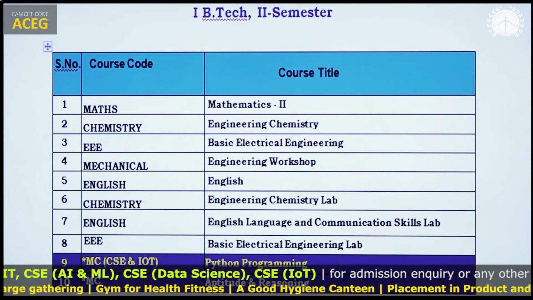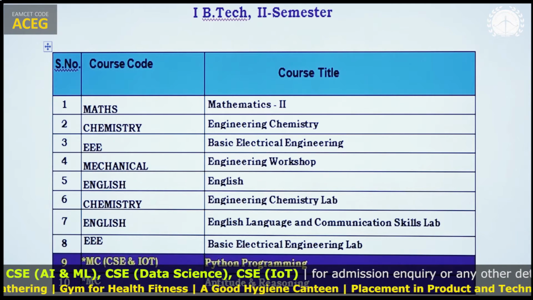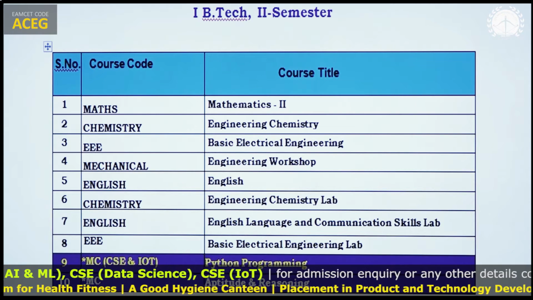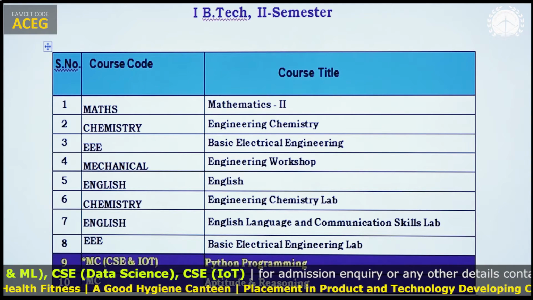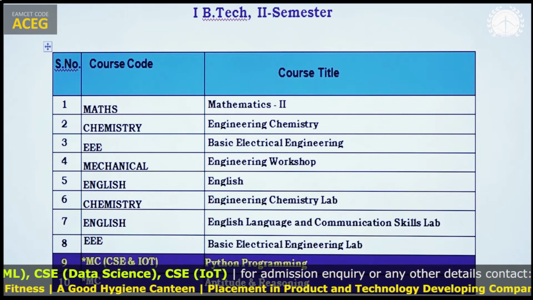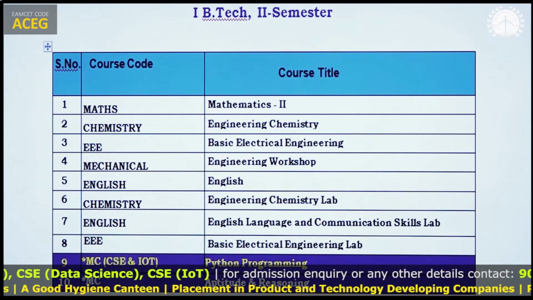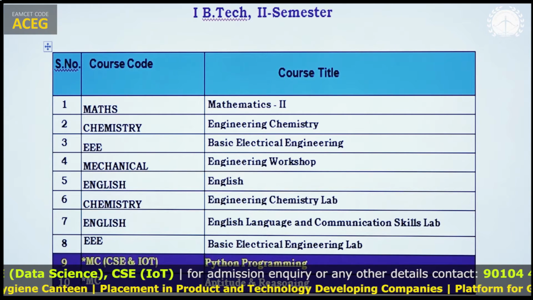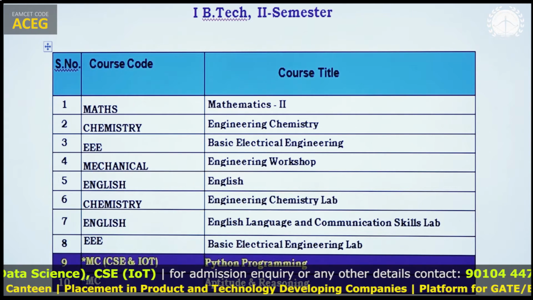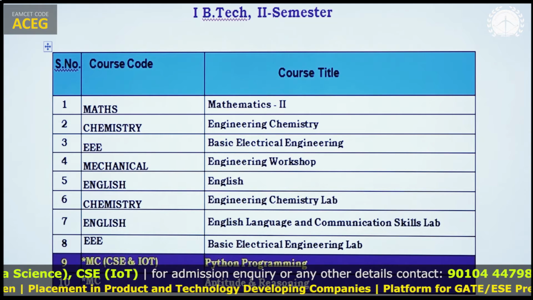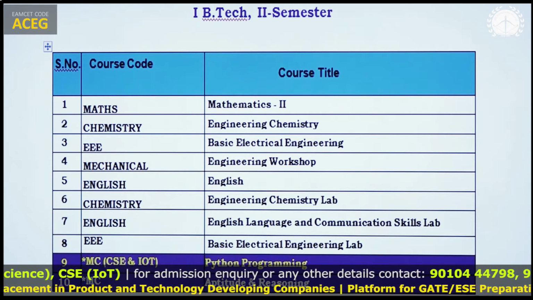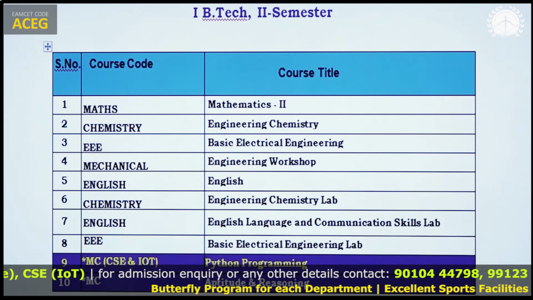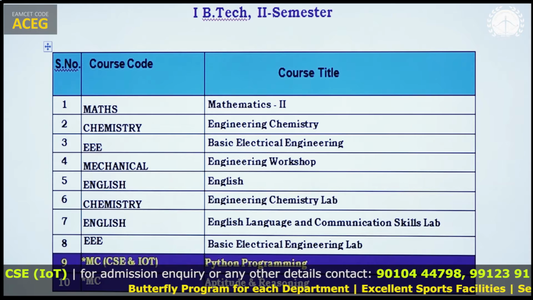Next, the first year, second semester subjects here: mathematics, chemistry, EEE, mechanical and labs. The EEE subject is basic electrical engineering, and the mechanical subject is engineering workshop. And our AS Engineering College offers Python programming as a mandatory subject for all branches. Python programming is very important for IoT students. Along with that, aptitude and reasoning are also studied in the second semester.